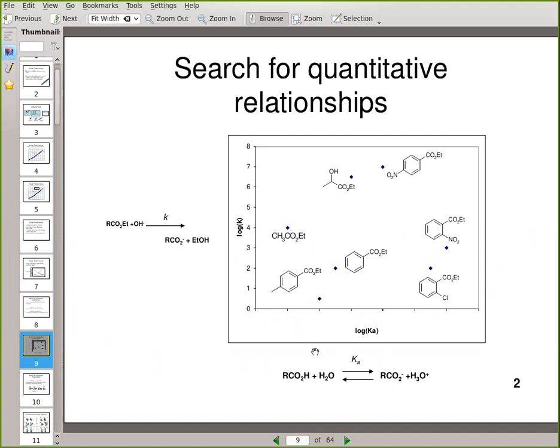Okay, so we ended the lecture, well, we were having a look at two reactions. We're looking at the acid dissociation of benzoic acids, and then we decided that aliphatic ones are not so great, so we removed them, and we decided that the ortho-substituted ones aren't so great. So we went down to meta and para-substituted systems. We're comparing the acid dissociation against the base catalyzed hydrolysis of esters.